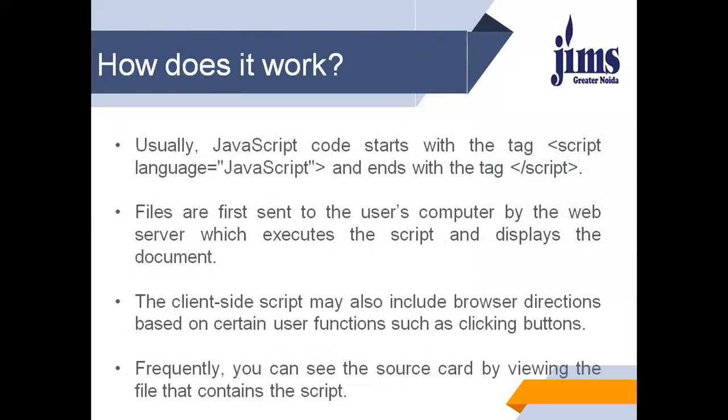How does it work? Usually JavaScript code starts with the script tag, language equal to JavaScript, and ends with the closing script tag. Files are first sent to the user's computer by the web server, which executes the script and displays the document. The client-side script may also include browser directions based on certain user functions such as clicking buttons. Frequently, you can see the source code by viewing the file that contains that code.